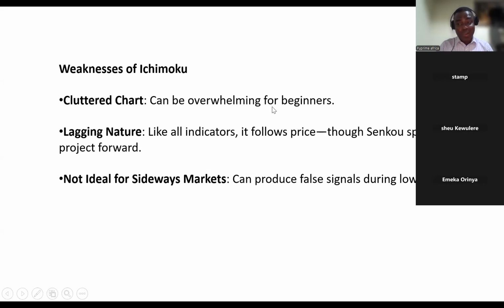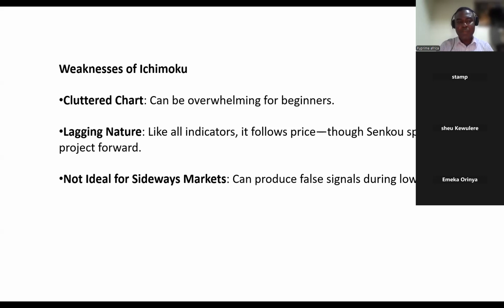Weakness. Now, everything that has benefits will also have disadvantages. One disadvantage is that the chart is cluttered. It can be overwhelming for beginners, and that's the reason why many people don't use it, because they feel like the chart is too clouded with too many things. Most people like the chart to be very, very clean, but Ichimoku Cloud is not like that. It adds a lot of things to look at, which can discourage beginner traders.